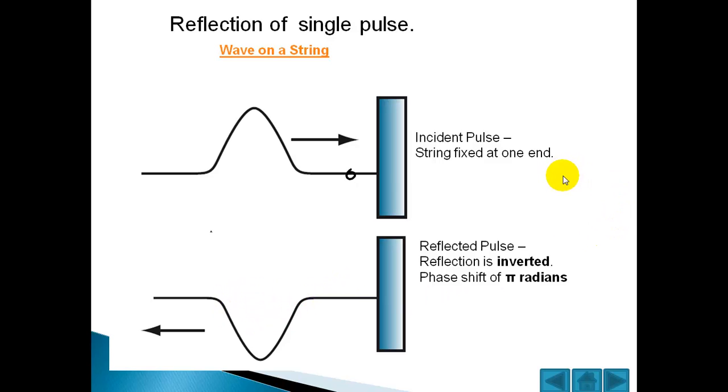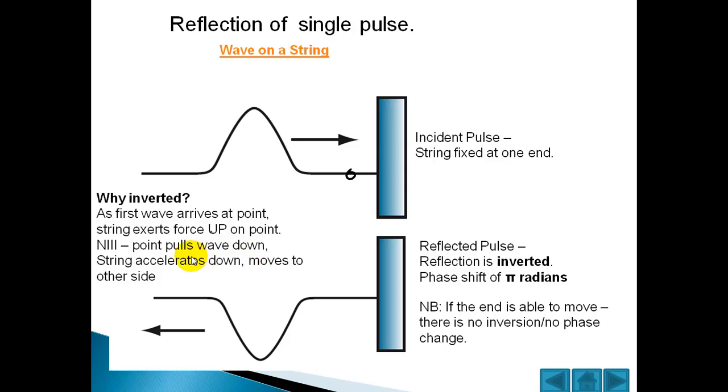The reason for that is basically because as the wave comes in to this fixed point, the node, the point where it's tied, pulls down on the wave, and afterwards it will keep on pulling down. So due to Newton's third law, the node will pull the wave down because the wave is pulling up on the node, and when it reflects, it will be on the other side.